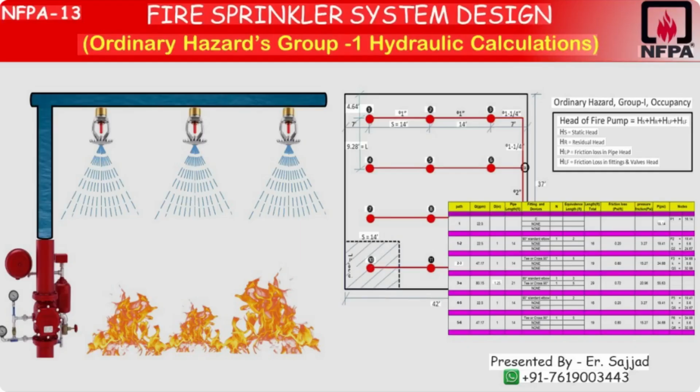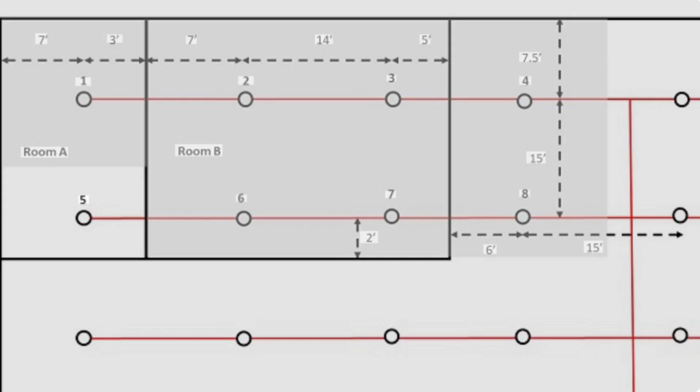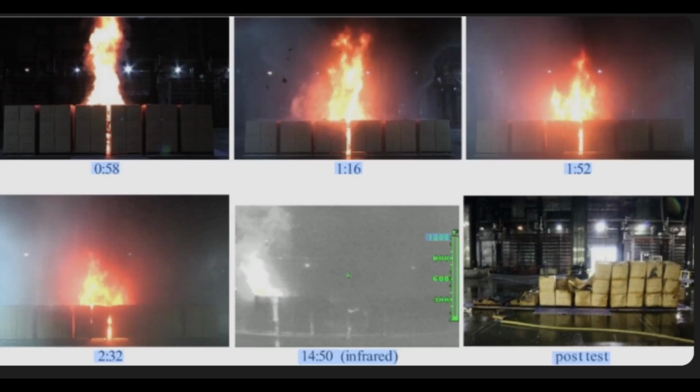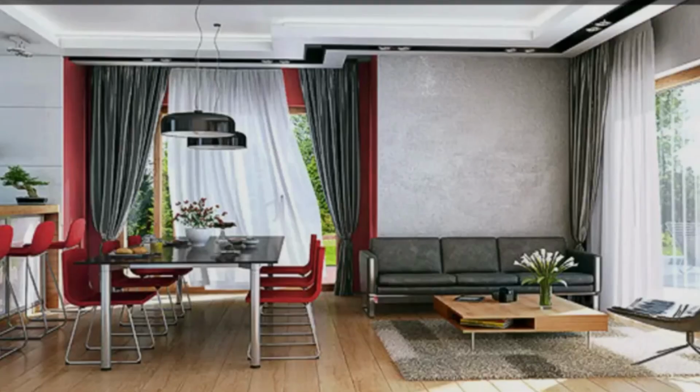5. Sprinkler design data. Standard values include K factor, usually K80, sprinkler spacing, around 3.6 meters times 3.6 meters, design density, 2 to 2.25 millimeters per minute for light hazard. Maximum coverage per sprinkler, 18 to 21 square meters. Design area, 140 square meters for light hazard. These parameters are essential for hydraulic calculations.